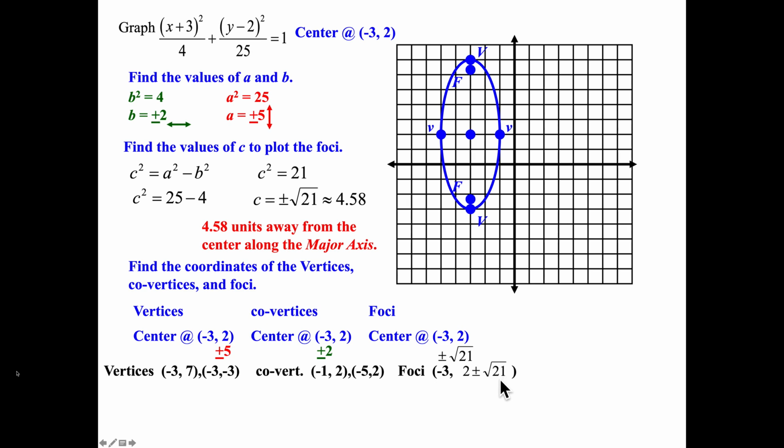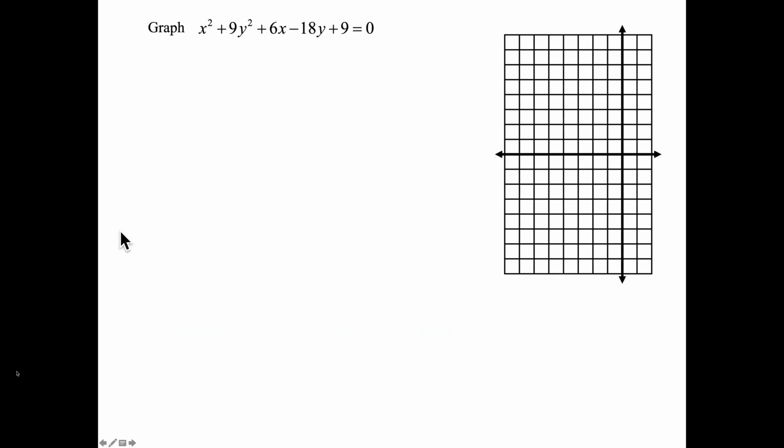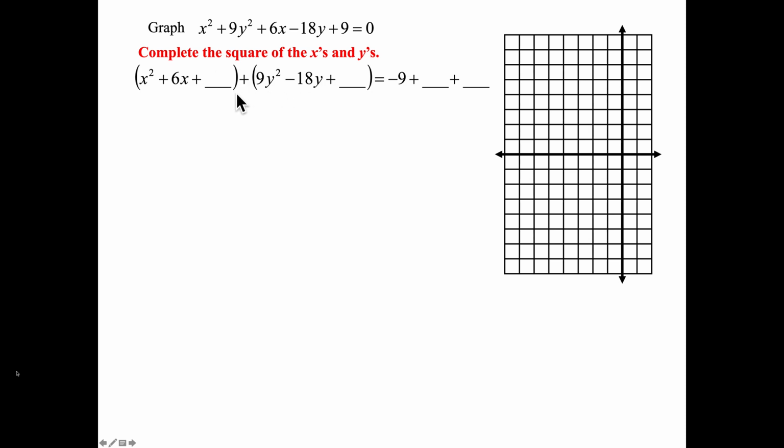So for the test, you will have to know how to graph an ellipse. You will also have to know how to complete the square of an ellipse. Just like we completed the square with the circle and we completed the square of the parabola. Now here it's a little different. When you group your x's together and your y's, notice that this x squared has a 1 in front of x squared, so we're good.